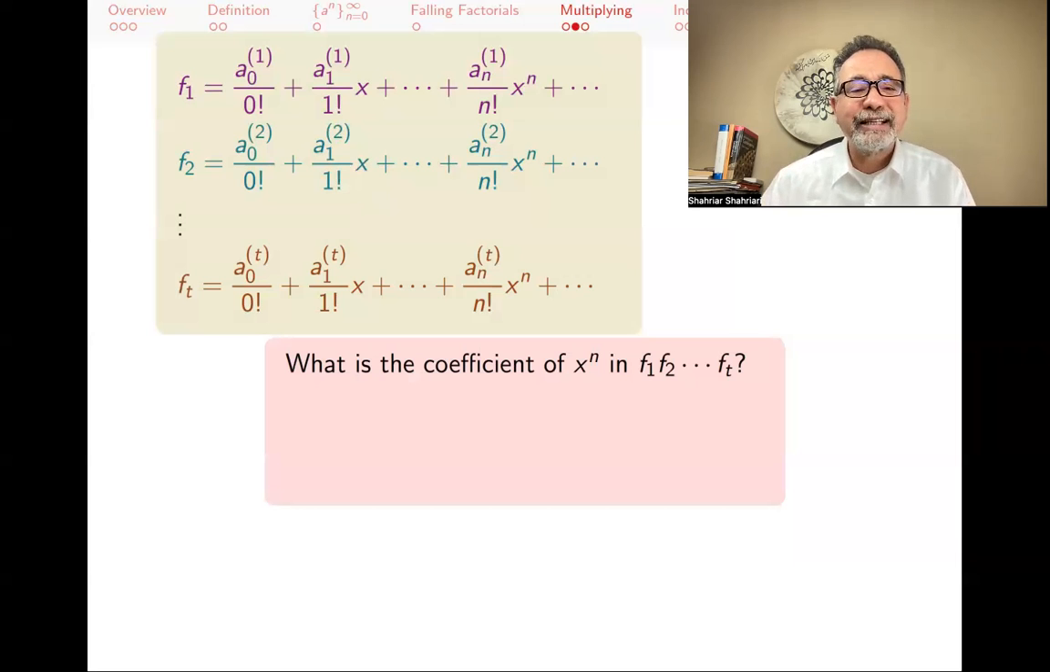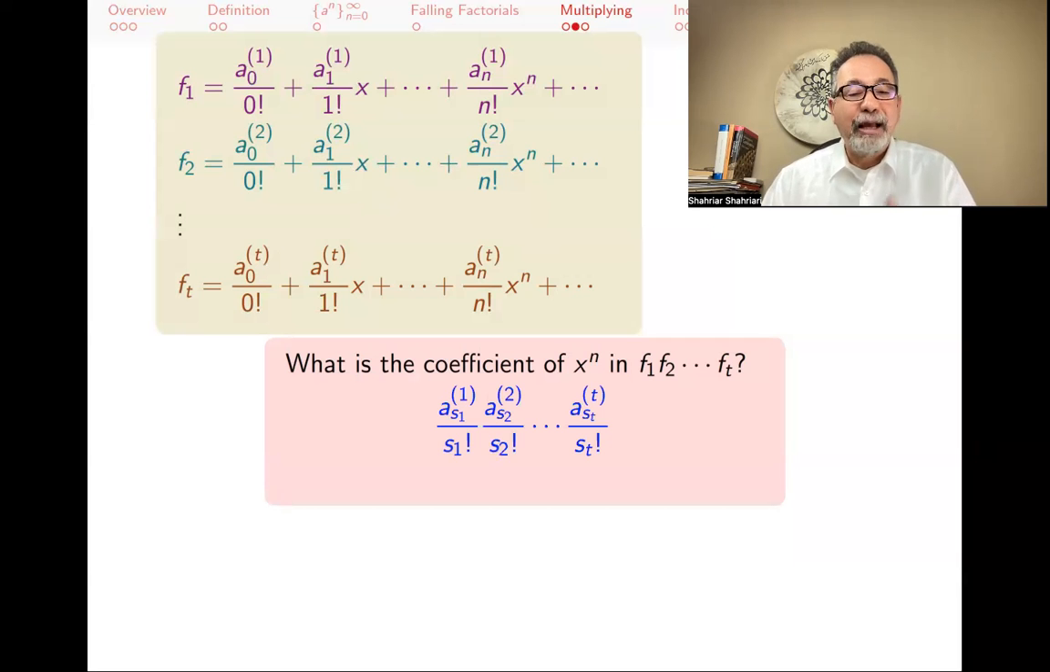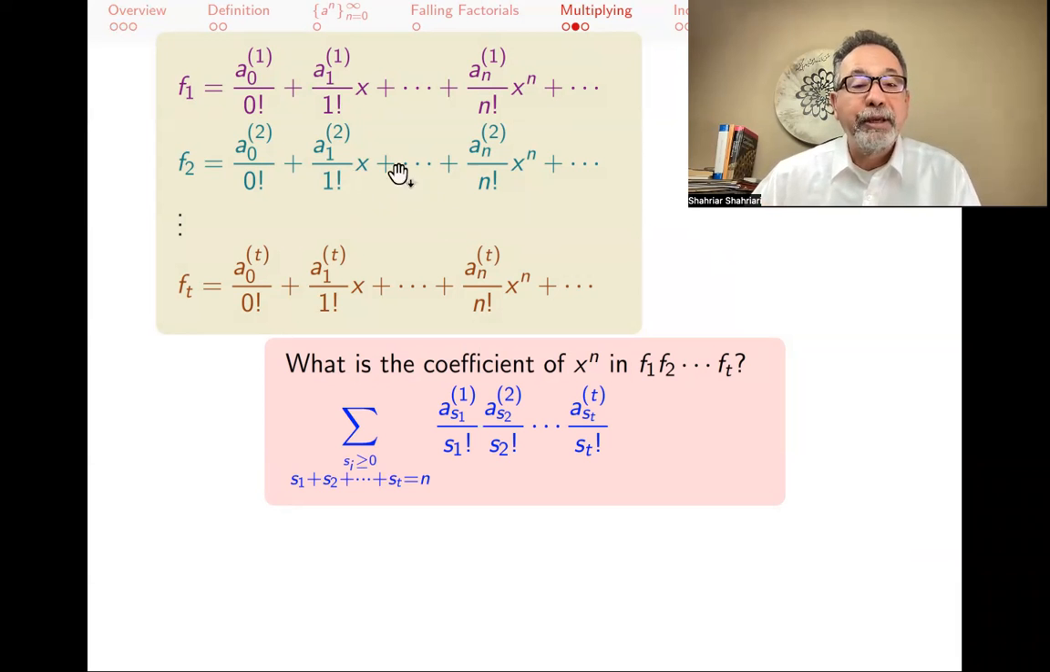So how am I going to get x^n when I multiply these? Well, I've got to take one term from the first, one term from the second, one term from the last, and one term from all the ones in the middle, and get x^n. So I will get something like this as the coefficient of that x^n. But if I want to get x^n, it has to be that these s_1, s_2, through s_t all add up to n. Otherwise, I won't get x^n; I'll get x to something else, because to get x^n, all the exponents have to add up to n. So s_1 plus s_2 through s_t has to add up to n, and they have to be non-negative numbers. And these are the coefficients that I have. So I will get something like that.